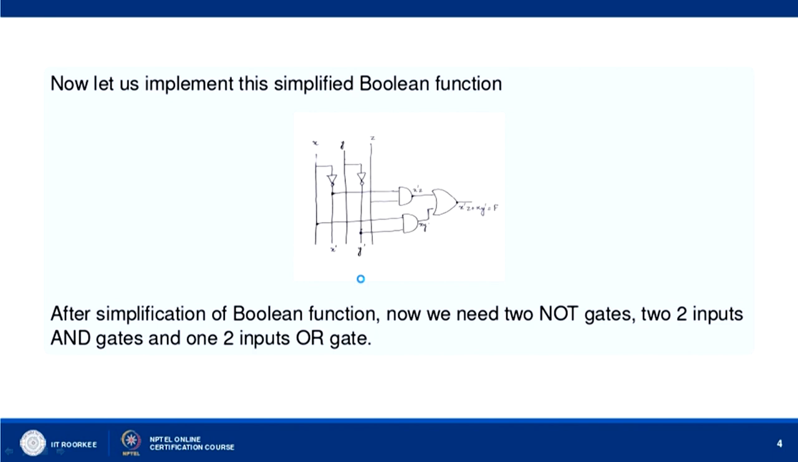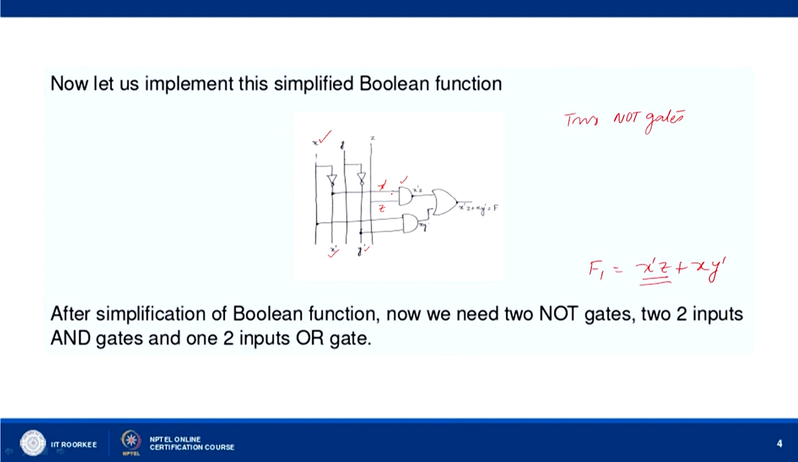So here we have this, this is your x, and this is x dash, the output. So we have one NOT gate, and then for y we have one NOT gate y dash. So there are two NOT gates. And since our output f 1 is equal to x dash z plus x y dash, how do we get this x dash z? We take the input x dash and the input z. To get x dash z we use this AND gate. So one AND gate we use to get the x dash z.